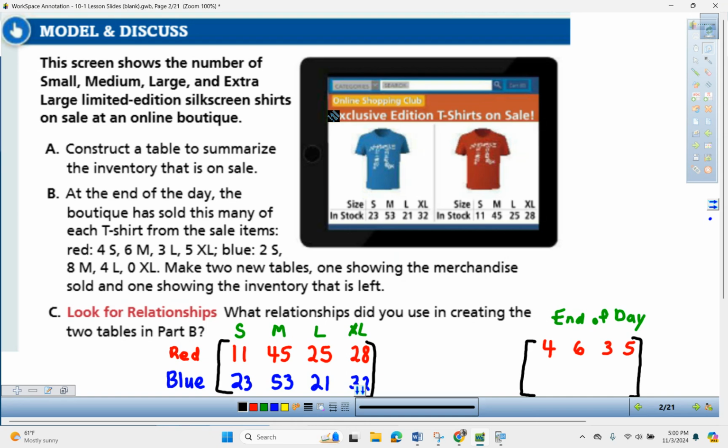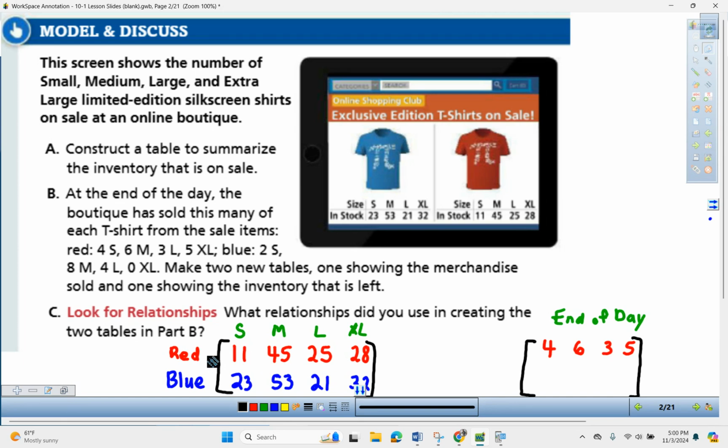Okay, hopefully that helps interpret that for some of us who didn't know what that word meant. But here we go. We've got a little shop selling some clothes, and it's a specialty shop because they sell these special T-shirts. And we're going to construct a table to summarize the inventory that is on sale. So this table is going to be a matrix.